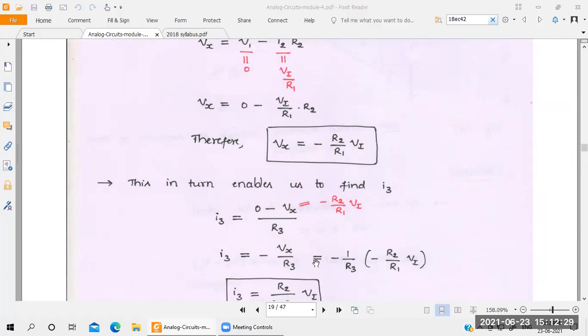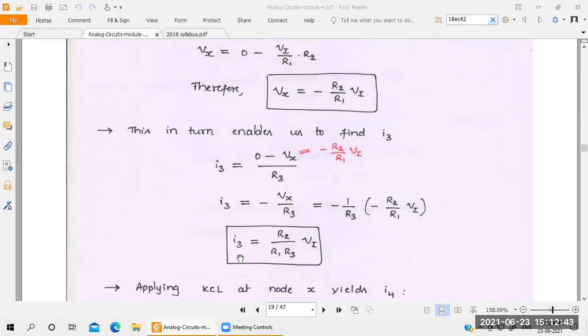That should be equal to minus 1 by R3 multiplied by minus R2 by R1 into Vi. I have to simplify. Wherever Vx is, substitute minus R2 by R1 into Vi, then simplify. What do you get for I3? R2 divided by R1 into R3 into Vi. This is the complete equation for I3.